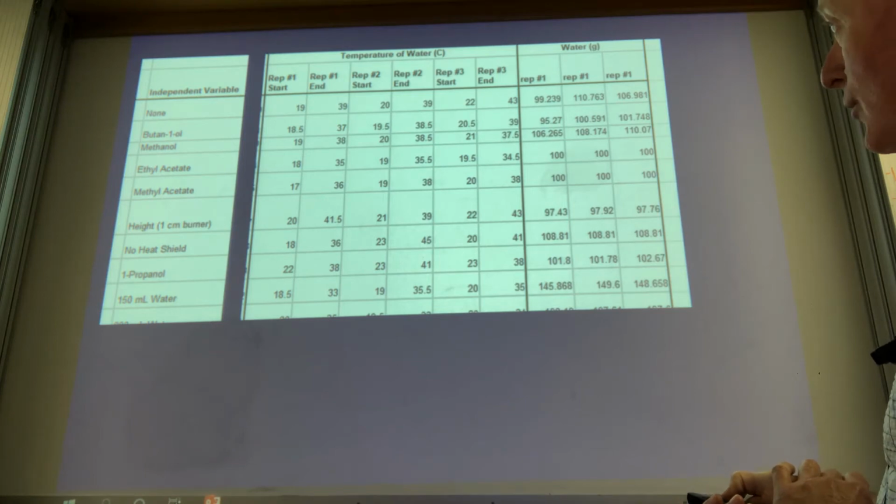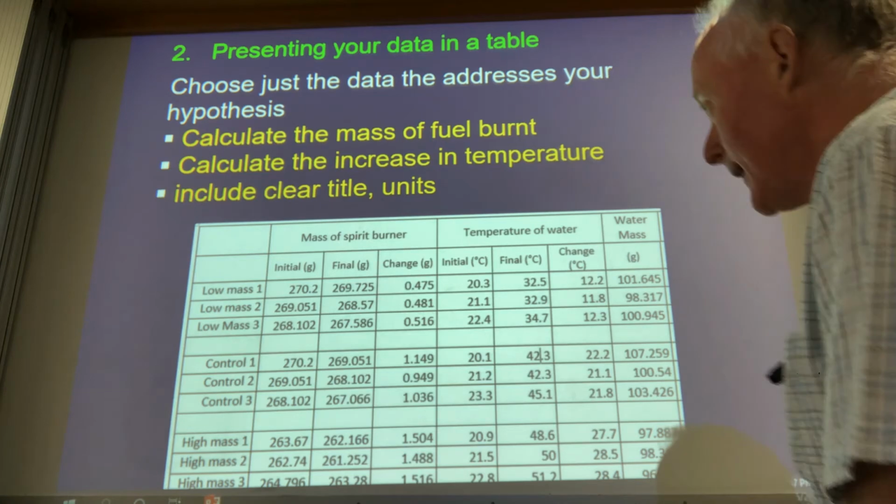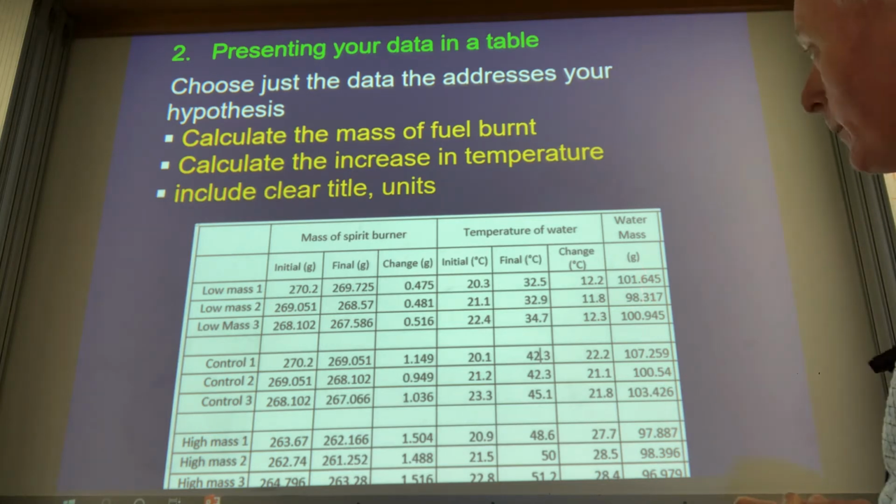So you select your data and present your data in a neat table. Now you'll see that I've listed the 3 replicates in 3 separate rows there just to make it a little bit clearer. Of course, I've calculated the change in mass of the spirit burner, that is the mass of fuel that got burnt. I've also calculated the change in temperature in my data here. And of course, I'm still including the water mass because that will be important in the calculations.